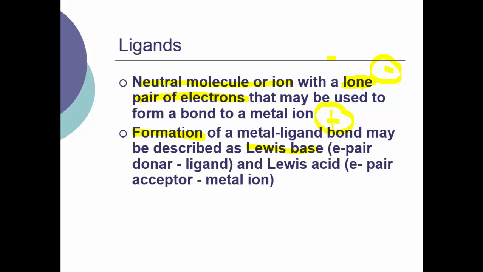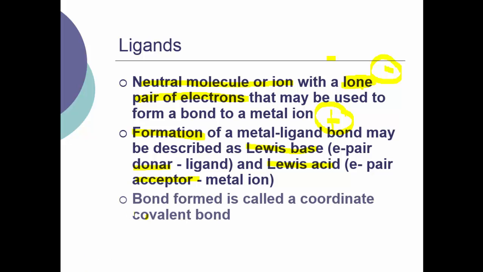Lewis bases are electron pair donors. I think that's spelled wrong. And Lewis acids are electron pair acceptors. So the ligand is going to be the electron pair donor. The Lewis acid is going to be the electron pair acceptor.